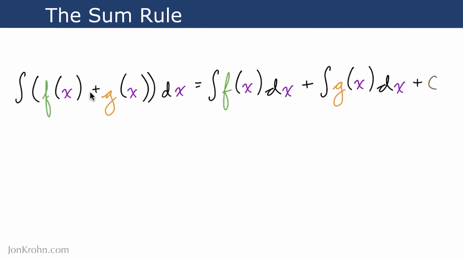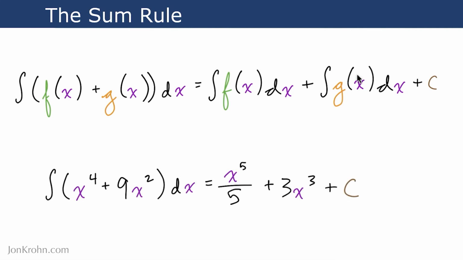And finally, here is the sum rule. Again, analogous to the sum rule in differential calculus. It's the same idea that if you have separate terms that you're integrating, you can integrate those separately, just like you can differentiate terms separately. All right, so let's see it with some numbers. Let's say we have x to the power of 4 plus 9x squared. According to the sum rule, we can integrate these two terms separately.